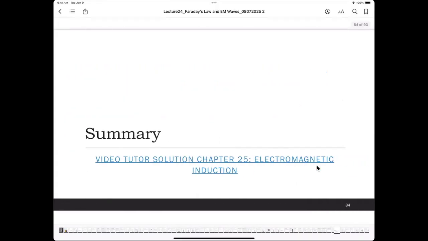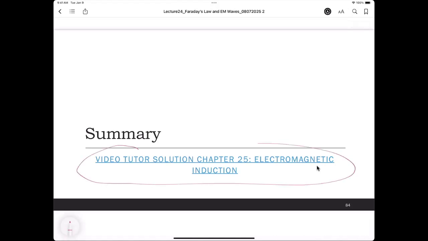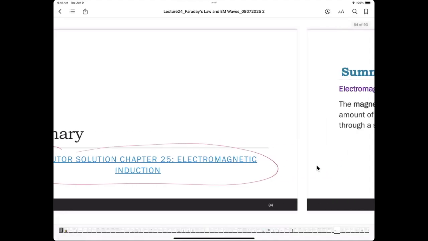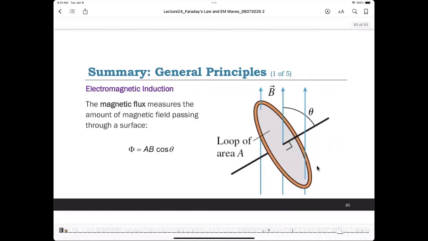Let's do a summary. You can also check these videos for electromagnetic induction. Let's summarize. First, let's talk about some general principles. The first one is electromagnetic induction.